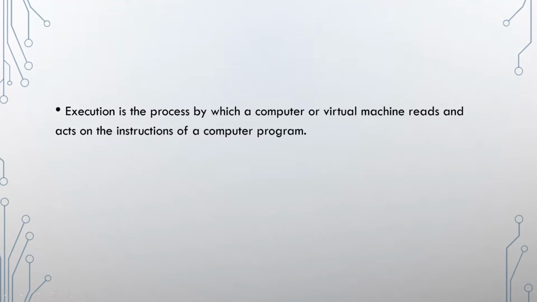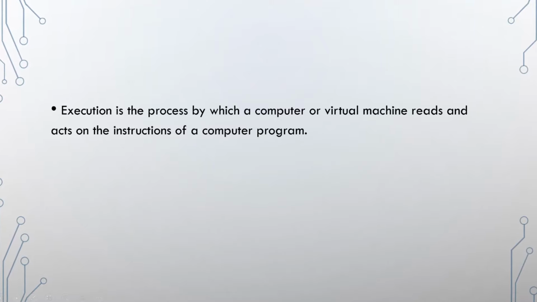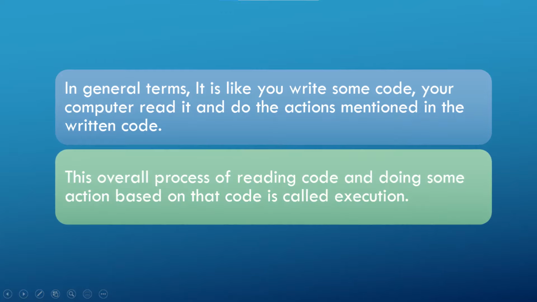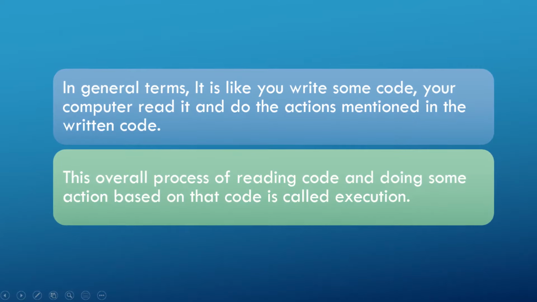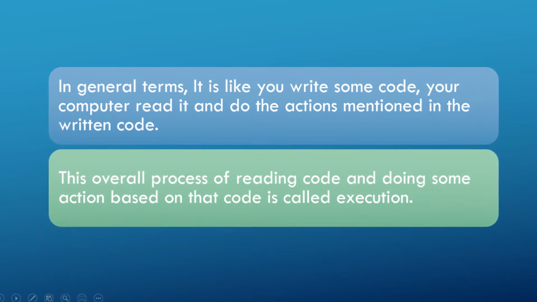Execution is the process by which a computer or virtual machine reads and acts on the instructions of a computer program. In general terms, it is like you write some code. Your computer reads it and does the actions mentioned in the written code. This overall process of reading code and doing some actions based on that code is called execution.